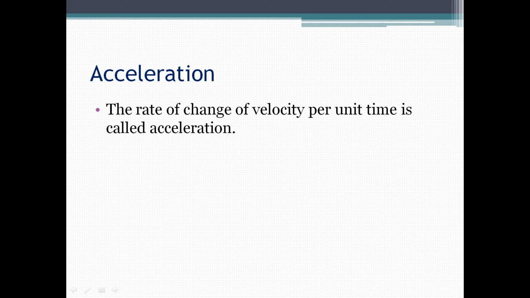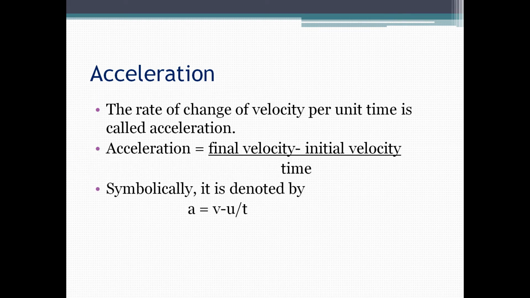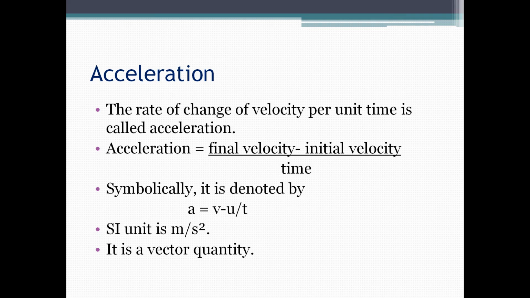Now what is acceleration? The rate of change of velocity per unit time is called acceleration. The formula is final velocity minus initial velocity upon time. Symbolically, it is denoted by a equals v minus u upon t, where v is the final velocity and u is the initial velocity. SI unit is given by meter per second square. It is a vector quantity.